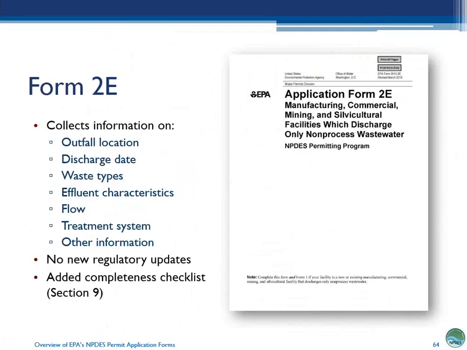Form 2E collects information on the outfall location, whether the facility is a new or existing discharger, waste types, and whether the facility uses cooling water additives, effluent characteristics for certain conventional and non-conventional pollutants, flow, treatment system, and it provides space for the applicant to provide any additional relevant information. The NPDES application and program updates rule did not require any updates to Form 2E.